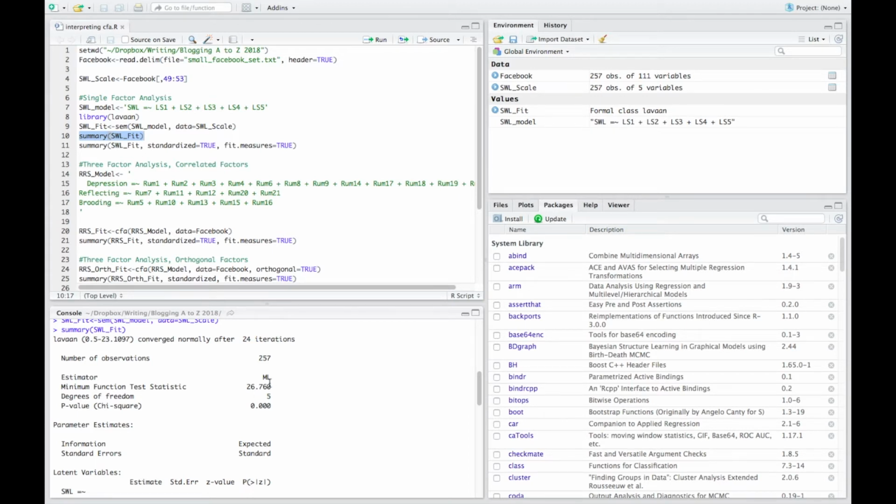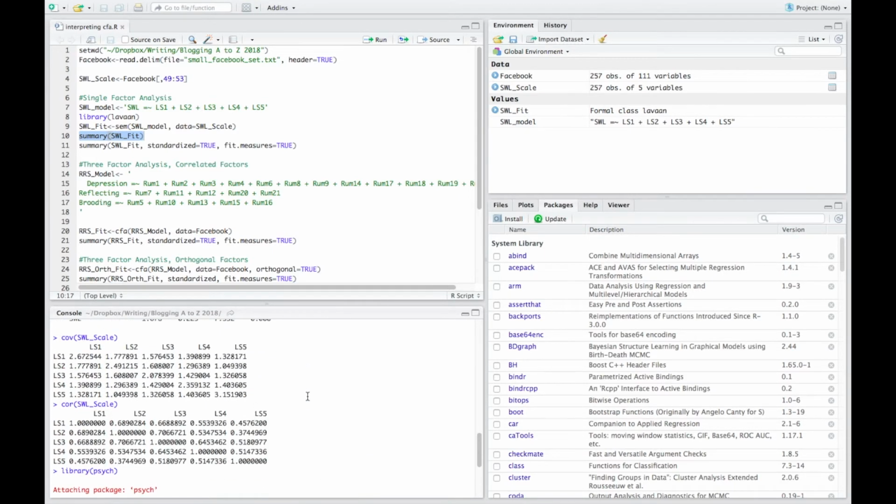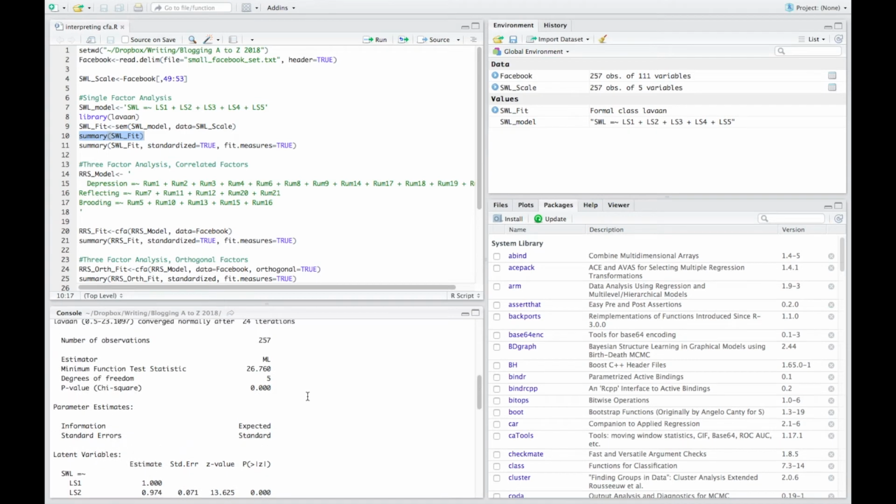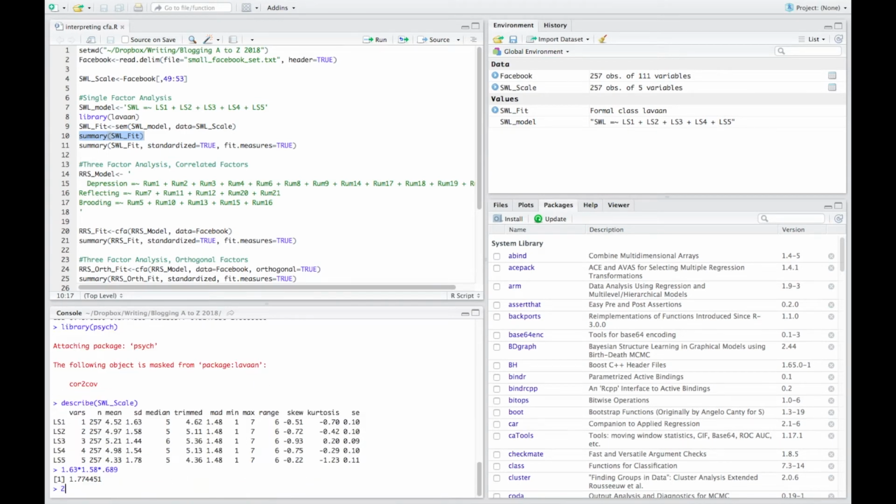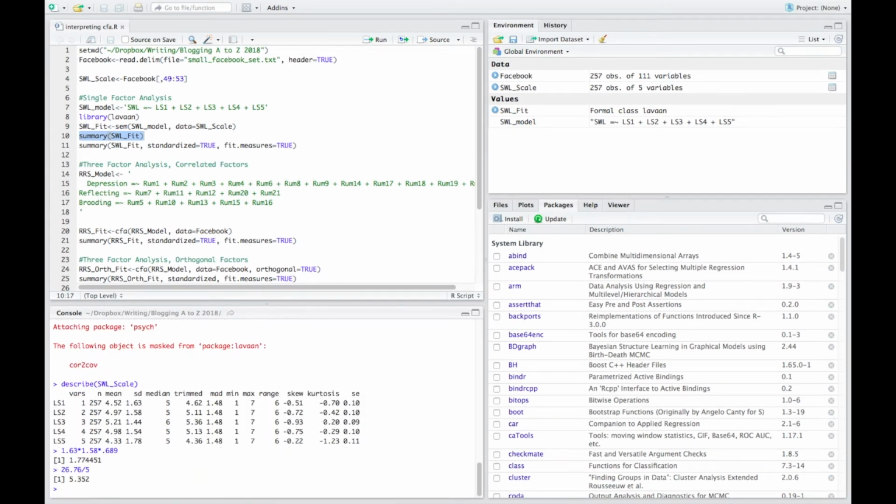So the first fit measure you look at is your chi-square. Chi-square is biased to be significant, so one thing that people will do is they'll also look at what's called the normed chi-square, which is your chi-square divided by your degrees of freedom. So that is 26.76 divided by 5. There's some disagreement on what your normed chi-square should be, what should be a cutoff for that. I've heard some people say 2, I've heard some people say 4, I've heard 5.